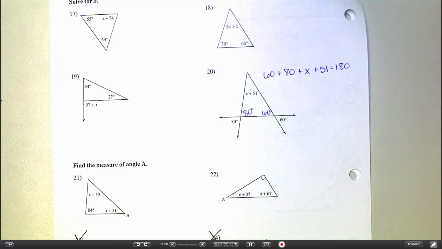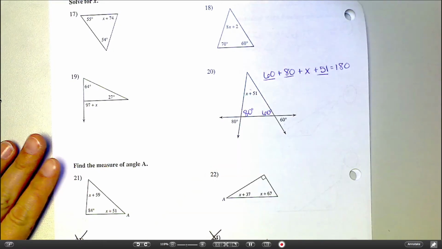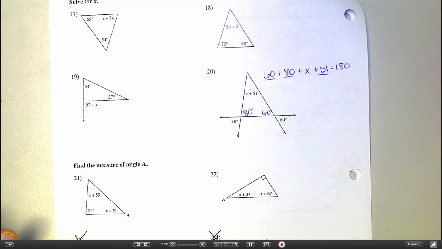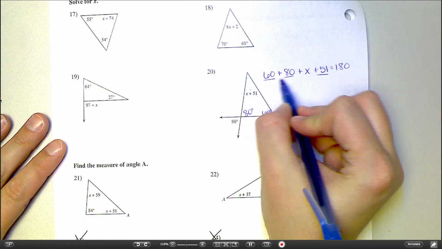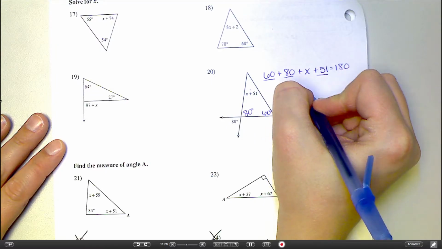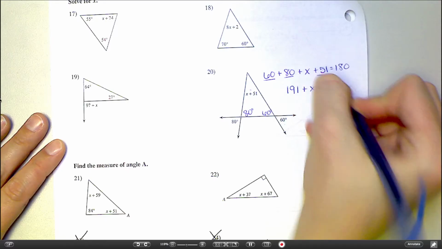Okay? So I'm trying to solve to figure out what x is. Now I'm going to take and combine these three numbers. And some of these worked out kind of weird. They worked out where the variable was negative, which is okay. The variable's allowed to be negative. The whole angle couldn't be negative, but the x could be. So this comes out to be 140, and 51 is 191 plus x equals 180. What would I do with this from here?